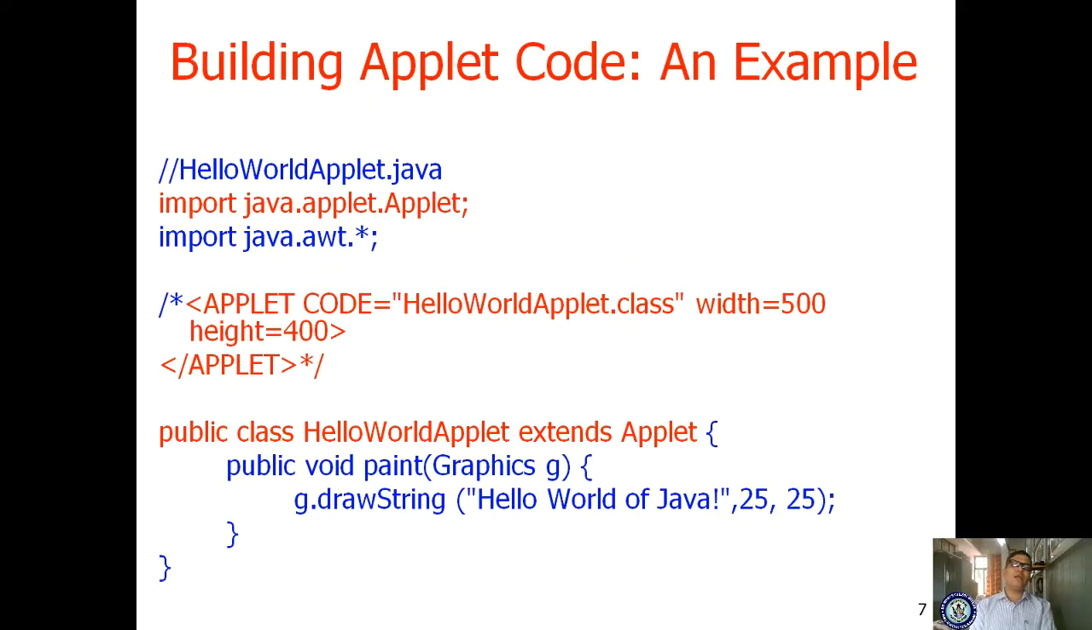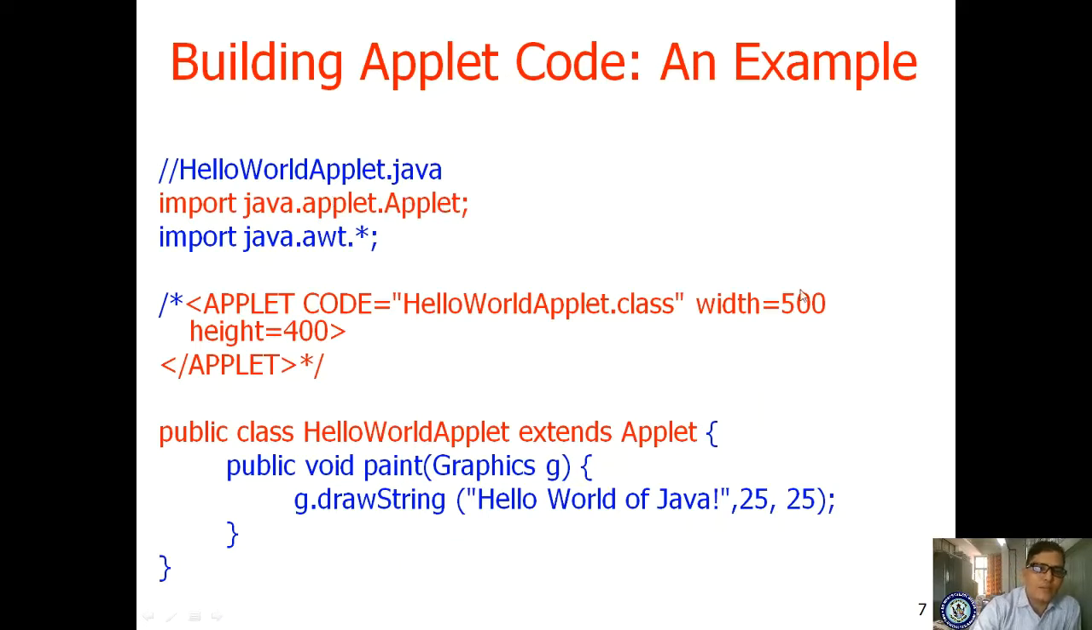Now let us see how to build applet code. Here one example is given. Please give more concentration. First you have to write these built-in packages. If you give more attention, then it is easy to develop an applet program. First import java.applet.Applet. What does it mean? You are importing the applet package which consists of the Applet class.